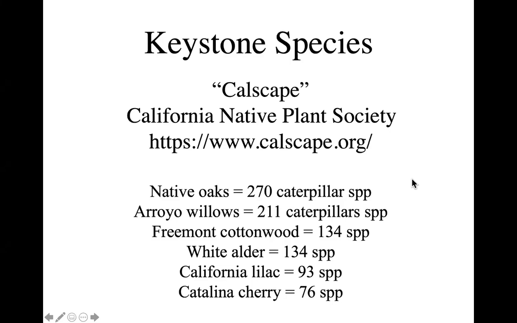How do you find out what the keystone plants are where you live? You guys in California are really fortunate because you've got the most powerful tool available anywhere in the country for finding out what plants to use. And it's called CalScape, produced by the California Native Plant Society. It will show you exactly where you live and all of the plant species that occur exactly where you live. And with all the crazy biomes you've got in California, that's an essential tool. Your native oaks support 270 species, followed by arroyo willows, cottonwoods very high. And these are just examples. So take advantage of CalScape.